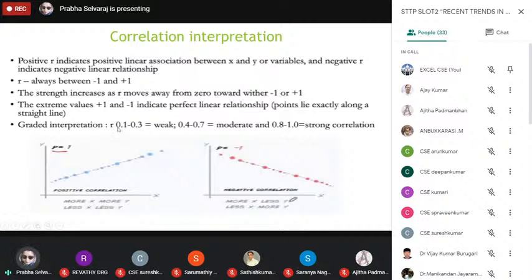If the value you calculate is between 0.1 and 0.3, it is said to be weak. If it is 0.4 to 0.7, it is said to be moderate. And when you have a value of 0.8 to 1, that means it is strongly correlated. So this is how you identify weak, moderate and strong correlation.